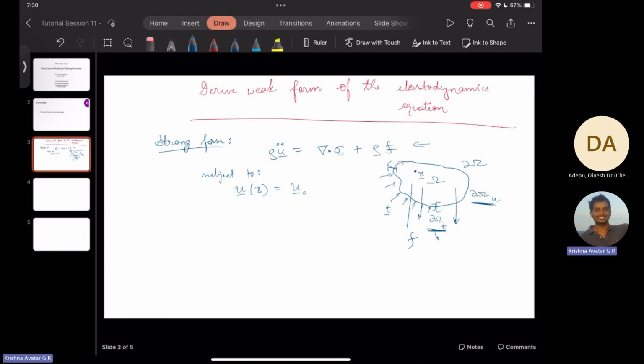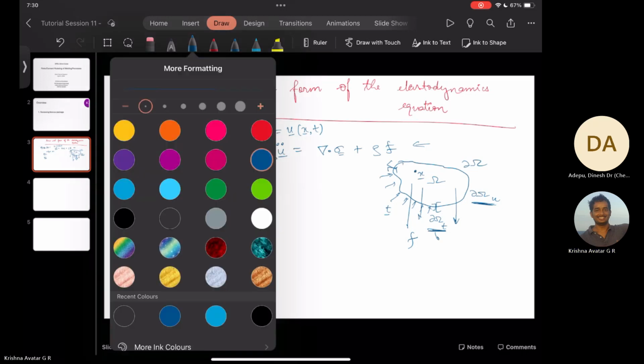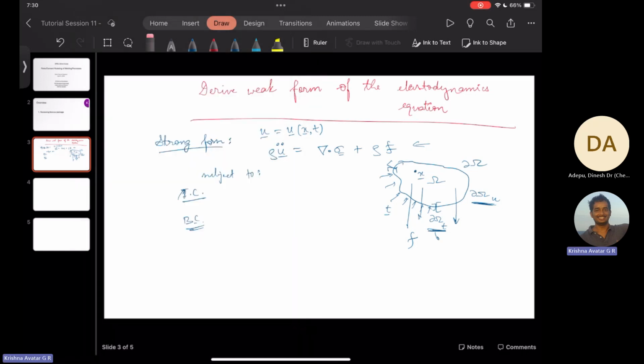The thing is here, mind you, that we are finding a solution which is U vector equal to U vector of X vector comma T. Since this involves time, it involves both initial conditions and also boundary conditions. So let me first have the boundary conditions and then the initial ones.